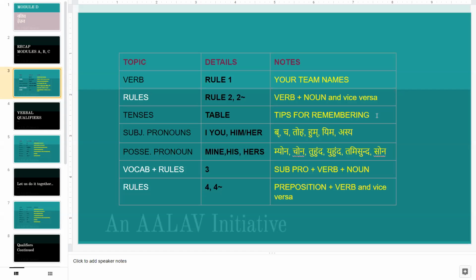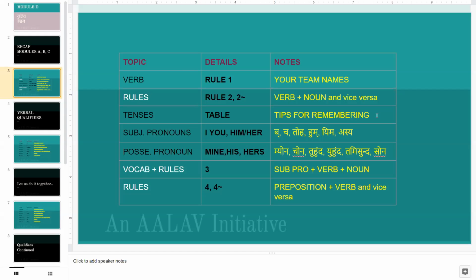I gave you vocabulary words, which had assignments as well, and all of you have submitted your assignments. That's very nice. And then we also went through rule 3. What was rule 3? A subject pronoun, which you learned earlier, plus a verb plus a noun also forms a sentence. And then we talked about rule 4 and 4 complement, wherein we introduced the concept of a preposition and a verb. A preposition plus verb and vice versa also helps you in framing your own sentences.